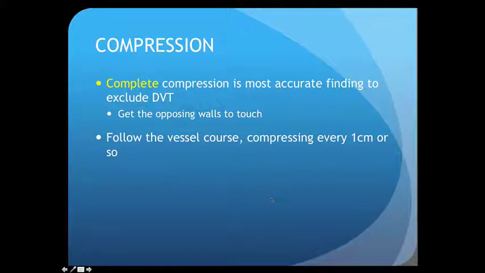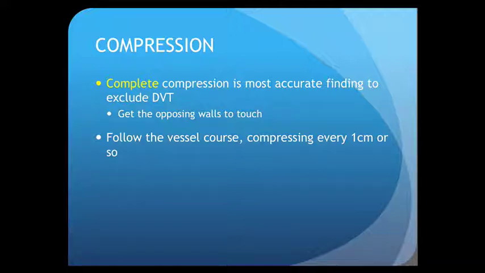So the gold standard that we use when trying to exclude the presence of thrombus is we look for compressibility. And if you can demonstrate complete compression of a vein, then you can say very confidently that there is no thrombus within that vein. And what you need to do is put enough pressure on to get the opposing walls to touch. If the vessel is full of blood, the blood of course will move out the way and you can compress veins quite easily.